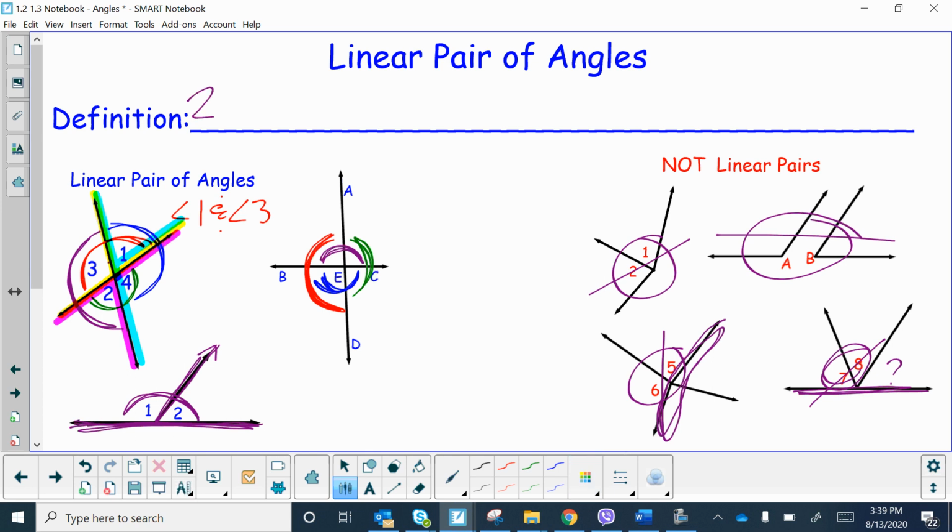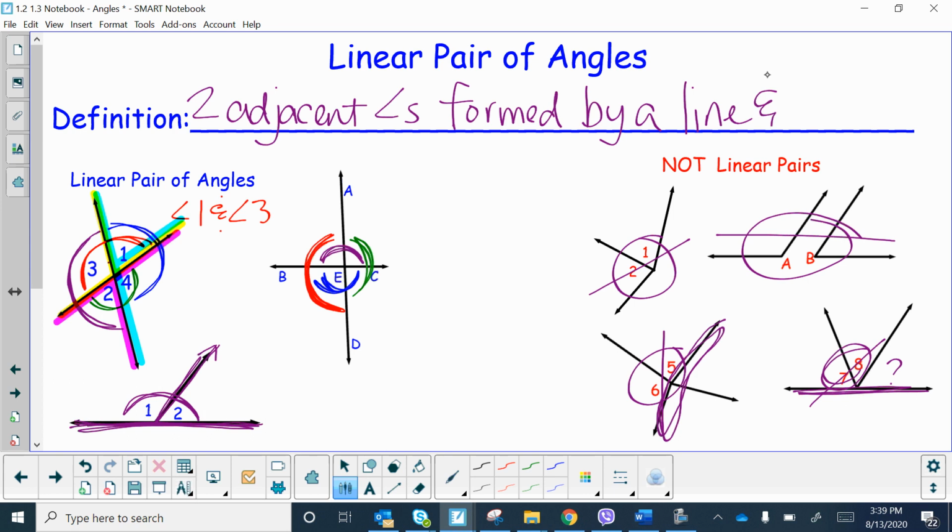So two adjacent angles, because they're right next to each other, formed by a line and a ray.